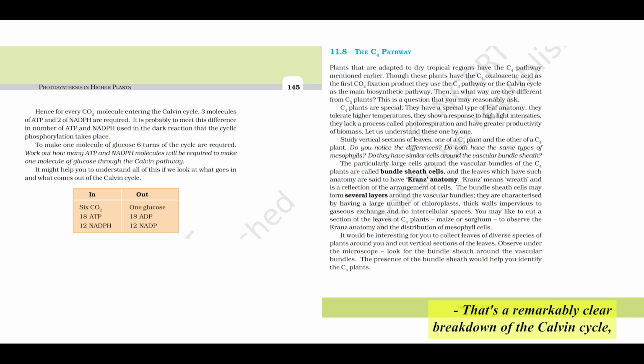That's a remarkably clear breakdown of the Calvin cycle: carboxylation, reduction, regeneration, and the energy costs. Okay, so it's the universal pathway for making sugars. But you also mentioned C4 plants exist. If they still rely on the Calvin cycle in the end, how exactly are they different? What makes them special? What's the C4 pathway about?